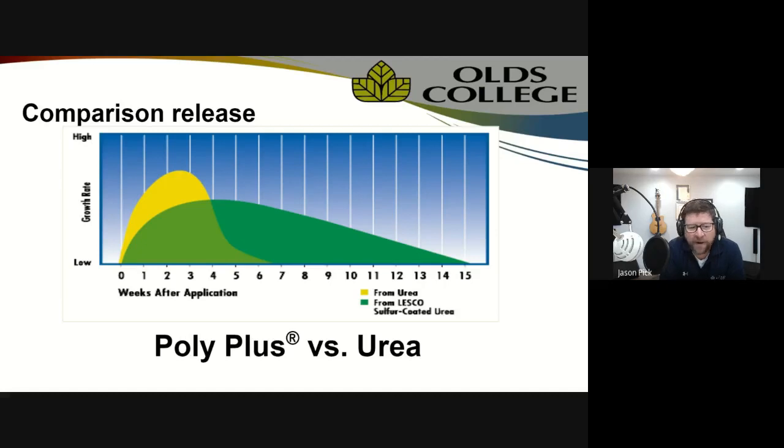If you compare the yellow arc with the green arc, that's a poly curve, a product out of Lesco, which is a sulfur-coated urea. Now, this is old school technology, but it does show a bit of our goals in terms of fertilizer applications. We want nice, consistent, even release.